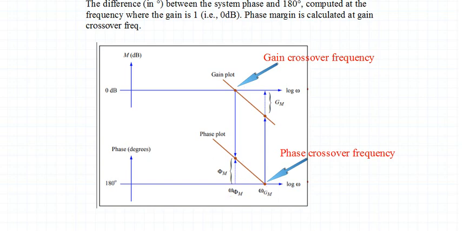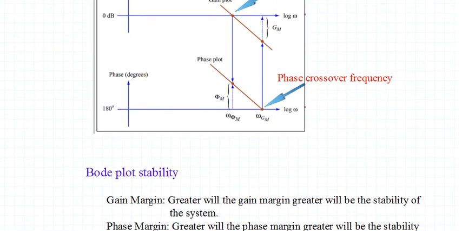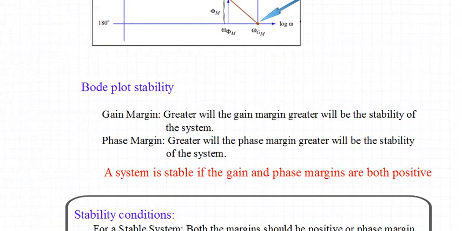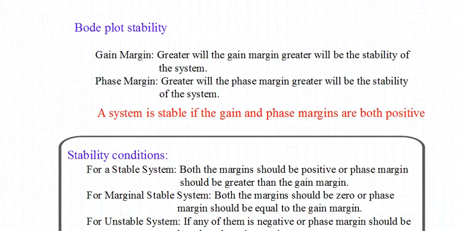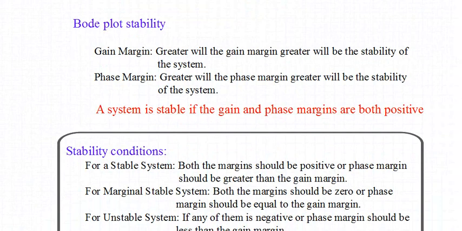Now how do you decide the stability using these four parameters? For stability, the greater the gain margin, the greater the stability. So the gain margin should be as large as possible, and especially it should be positive. Both gain margin and phase margin should be positive, and the greater the gain margin, the more stable your system. The same applies for phase margin. When both gain margin and phase margin are positive, your system is surely stable.